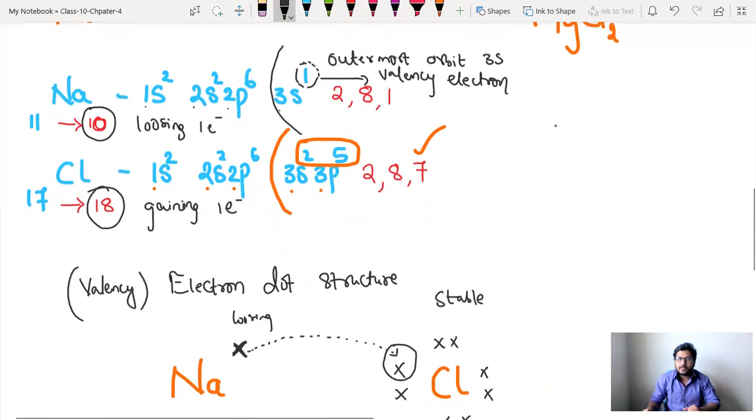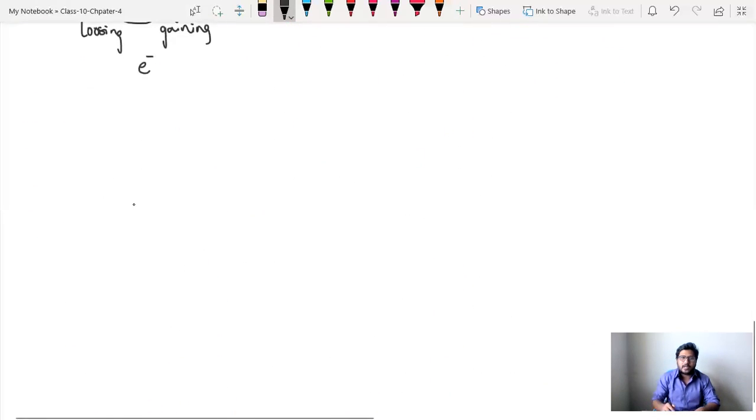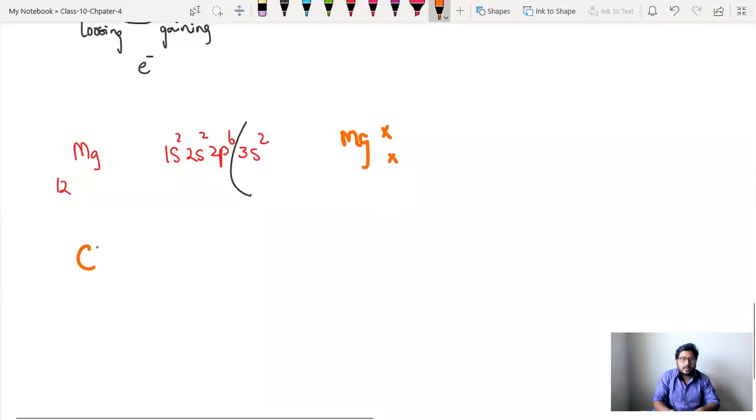You can find an example for magnesium chloride also. You are very familiar with that. Magnesium atomic number 12. If you write the electronic configuration: 1s2, 2s2, 2p6, 3s2. Now the outermost orbit is 3s2. If you draw the electron dot structure, it will become Mg with 2 electrons, 1, 2. Now the chlorine atomic number is 17. You know the electronic configuration and outermost orbit. How many can you get? 5 plus 2, 7 you will get.